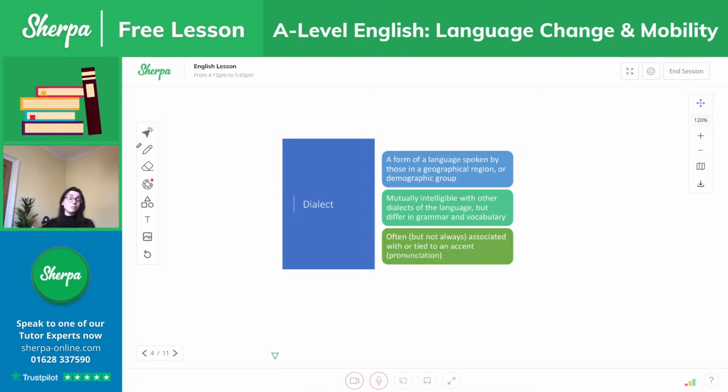So one thing that is also really important to define is what a dialect is, because this is a very broad and difficult topic that there's never-ending arguments over the precise definition of. So a dialect is a form of a language spoken by people in a geographical region or demographic group. So you could have Norfolk English dialect, or in the US, you might have African American vernacular English. But they're all mutually intelligible. So even if they have differences, people who speak different dialects can understand each other.